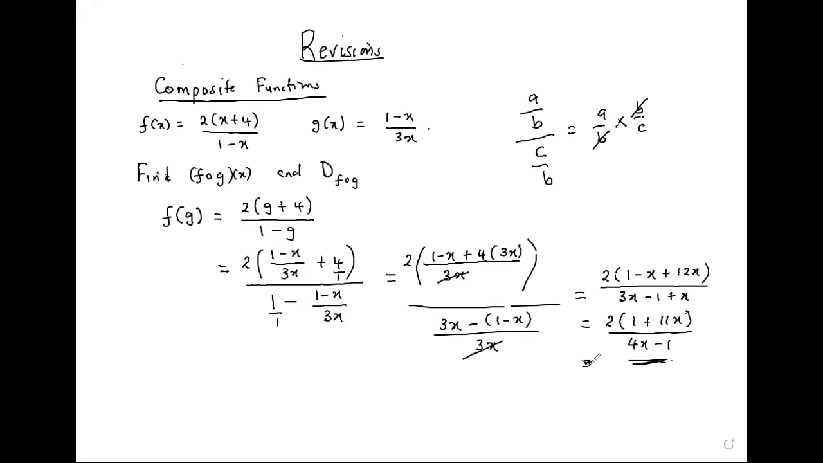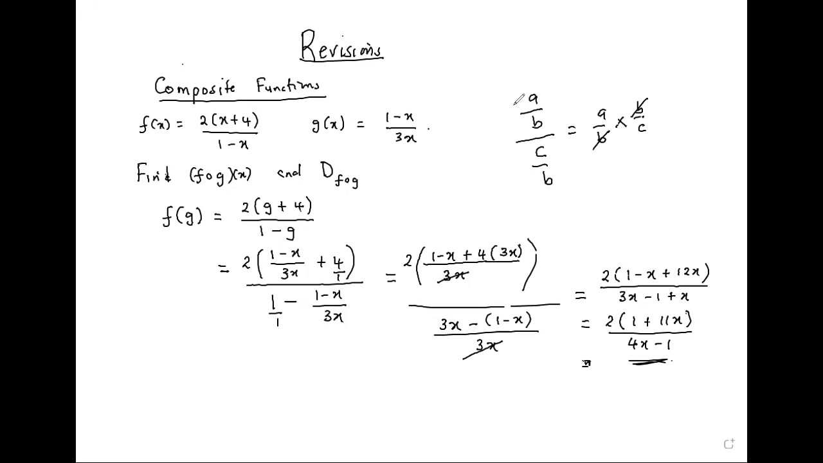Why we didn't multiply 4 by 3? Didn't we? We multiply. 4 by 3 is 12. Okay, so now that is f of g.